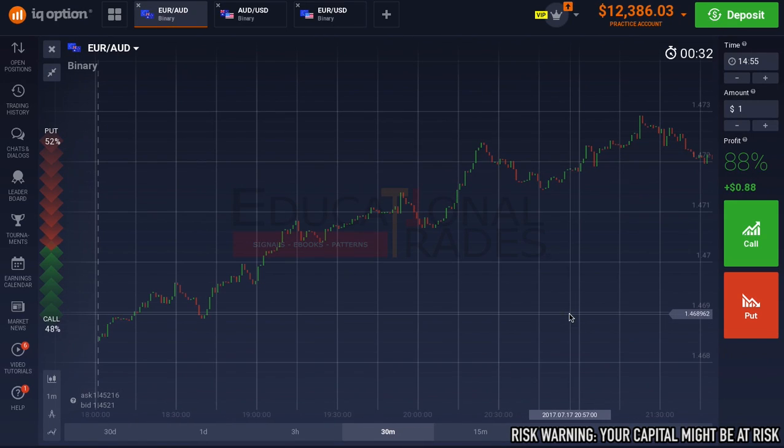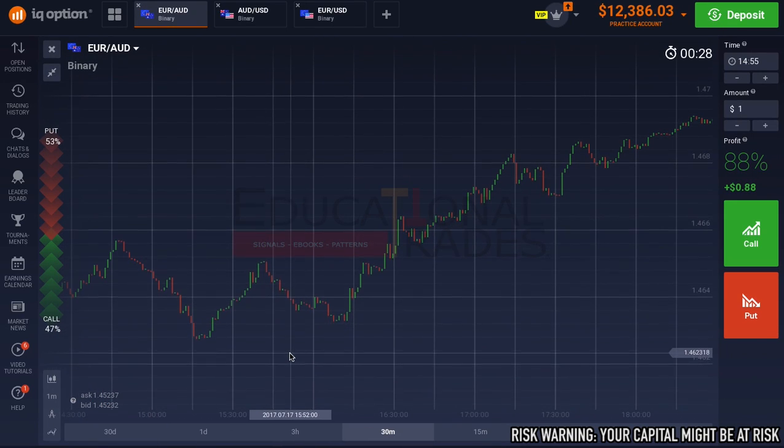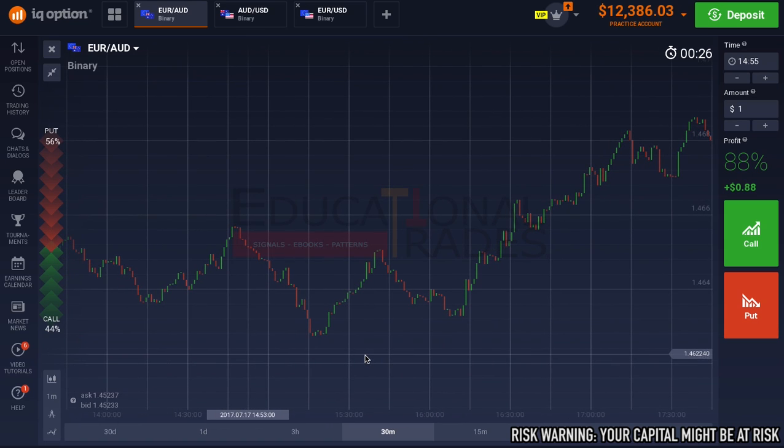Recognizing an inverse head and shoulders is easy. You need only to apply the same rule upside down, as I am showing to you. We were coming from a descending trend, and after the inverse head and shoulders, our trend went in the opposite direction.